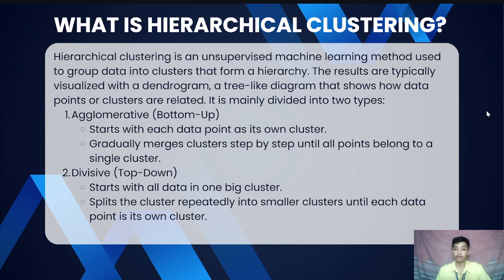The two main approaches are agglomerative, which is bottom-up, where each point starts as its own cluster and similar clusters are merged iteratively, and divisive, which is top-down, where all points start in one cluster and are split iteratively. Applications include customer segmentation, document organization, gene and protein analysis, and social network community detection.